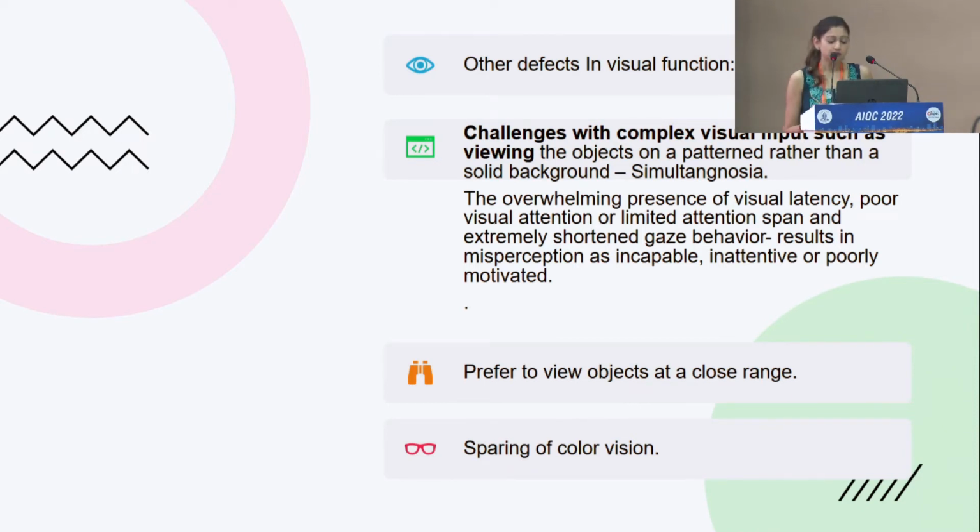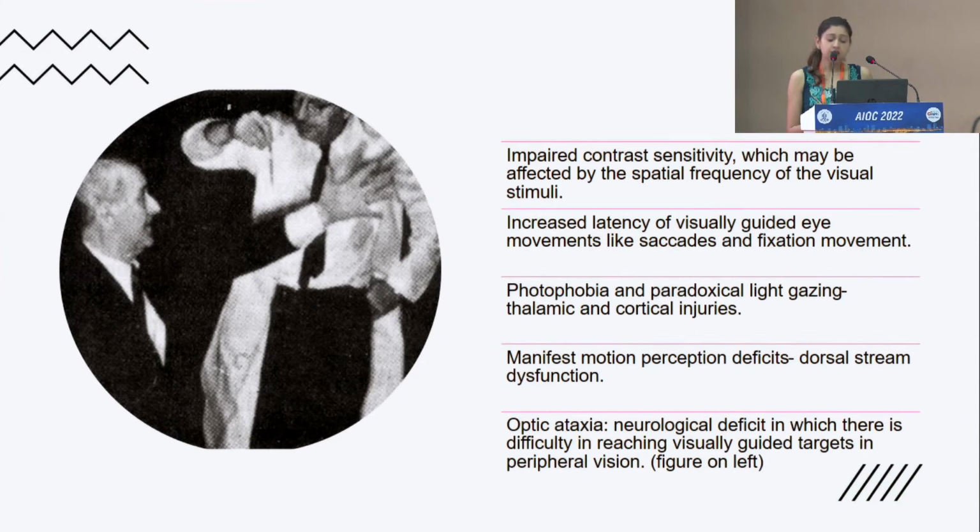Then, as has already been told, they always have an increased visual latency, and they have unstable fixation, or a very limited attention span. Sometimes they are misinterpreted as incapable or poorly motivated kids, while this is not the cause. They also prefer to see objects at a very close range. A very typical feature in these children is that they turn their head away from the object of reach. They do this to decrease the number of objects in their view, so that they can reduce visual crowding. That improves their performance.